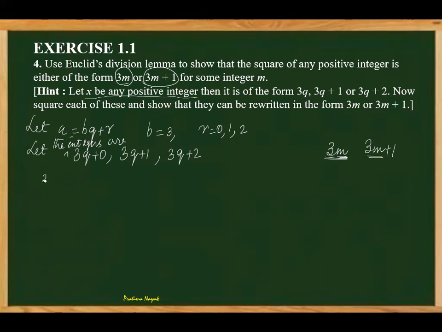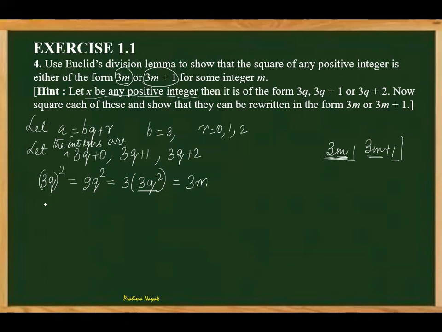So first I am coming to 3 times q. I'll make a square. So 3q square is equal to 9q square. Now just observe whether it can be made into 3m or 3m plus 1. Certainly it will be a multiple of 3. So to show the multiple of 3, I'll take 3 outside. How much will be left? 3 3s are 9, so 3 will be left and the whole q square will be left. So in place of 3q square, I can write this integer as 3m. So it is in this form now.